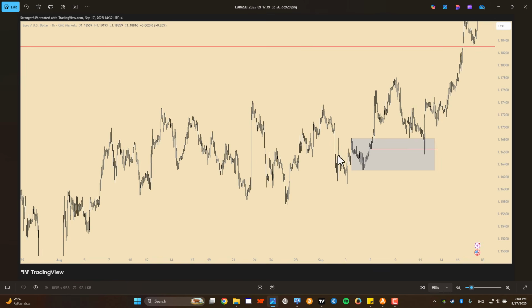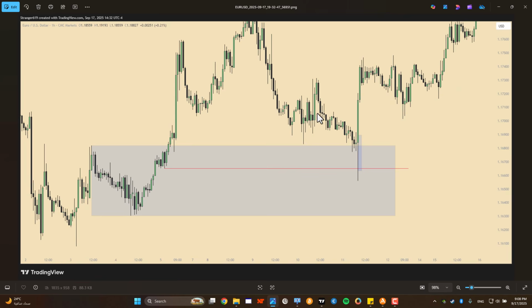This is a potential point of interest. We don't know if it's going to reject price. This is why we need some confirmations on the lower time frame. All right, so this is the price action. Now let's go to the lower time frame and notice what happens here.